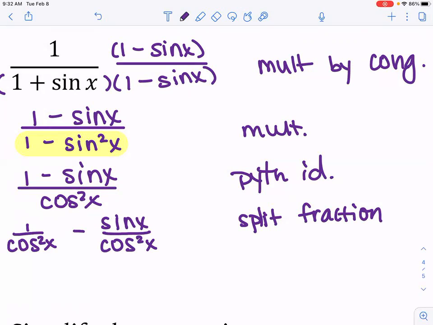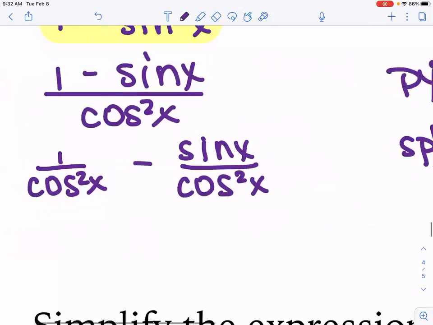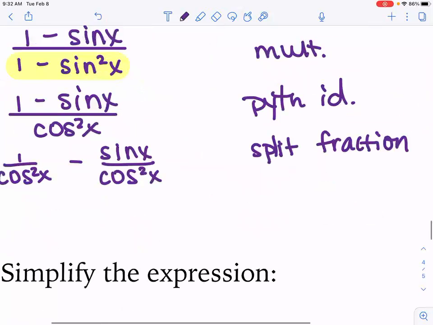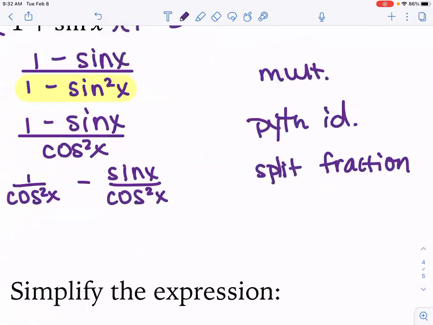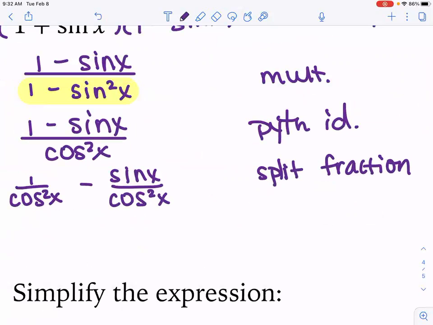So let's simplify these two fractions that we have now. We're almost there, people. What is 1 over cosine the same as? Secant. So 1 over cosine squared would be the same as secant squared. There's no division in the Pythagorean identity.